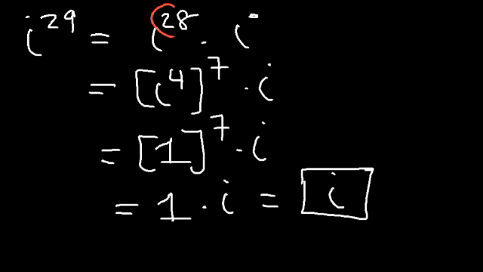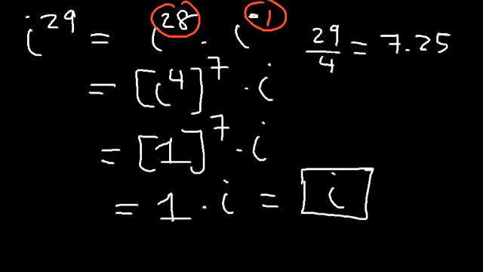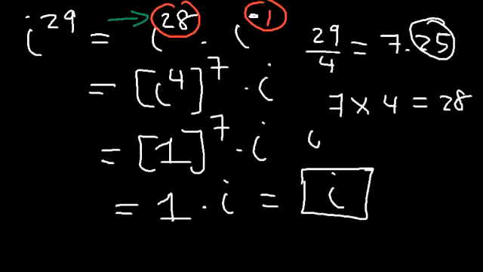So one way to get these numbers, 28 and 1, take 29 divided by 4. 29 divided by 4 is 7.25. So then what you want to do is multiply 7 by 4, which gives you 28. That's the first number. And then the decimal portion of the number, 0.25, multiply that by 4, you should get 1, which is the other number.